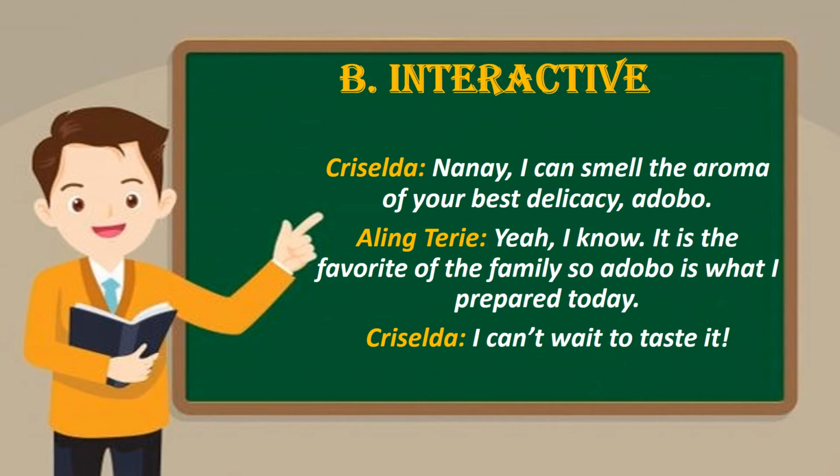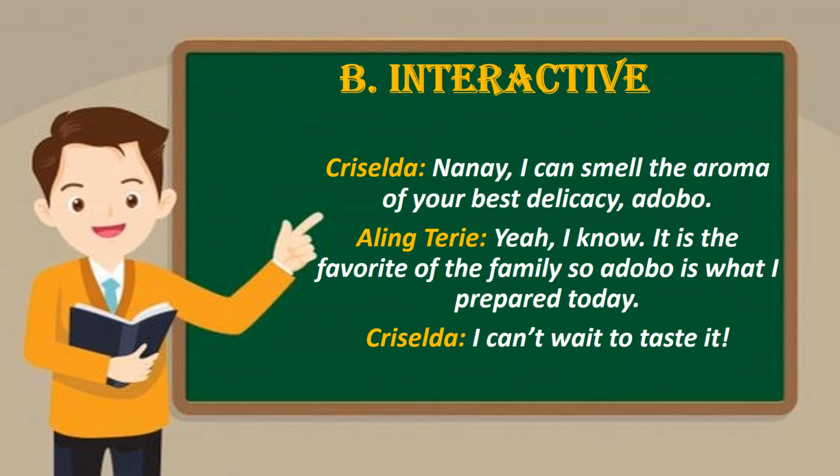Take the conversation of Griselda and her mother. Griselda: Nanay, I can smell the aroma of your best delicacy, adobo. Aling Terry: Yeah, I know. It is the favorite of the family, so adobo is what I prepared today. Griselda: I can't wait to taste it. Here, Aling Terry's response to Griselda's statement proves that she decoded the intended meaning of the idea passed on to her. That is what we call feedback.